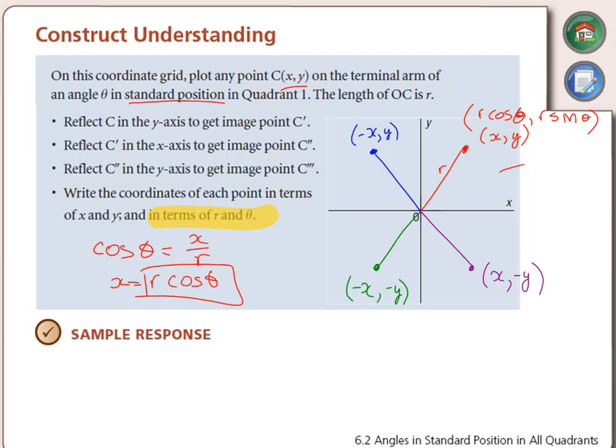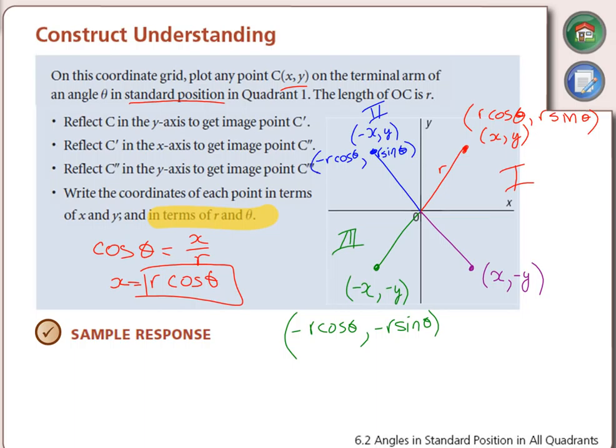Now when we go into quadrant 2, so that's quadrant 1, going counterclockwise, we get to quadrant 2, the x value is negative. So it's now negative r cos theta, comma, r sine theta. In quadrant 3, we've got the same thing going on. The x is negative, so it's negative r cos theta, and then negative r sine theta in those coordinates for the x and the y.